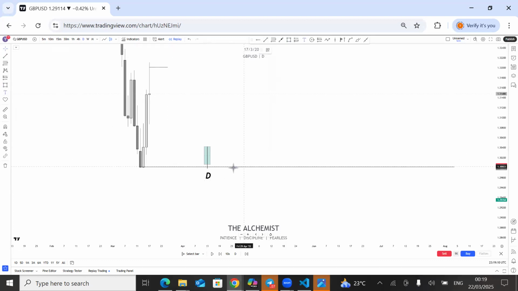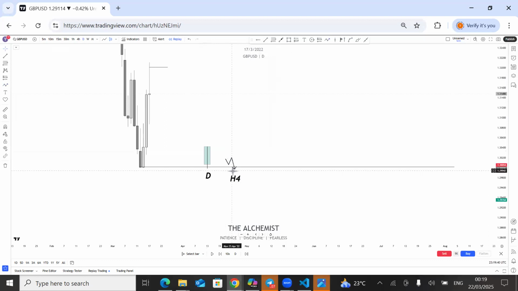H4. What do you want to see on H4? You want to see something like this. A touch into this key level. And now, the next thing, let me end this here. The next thing you want to look out for.